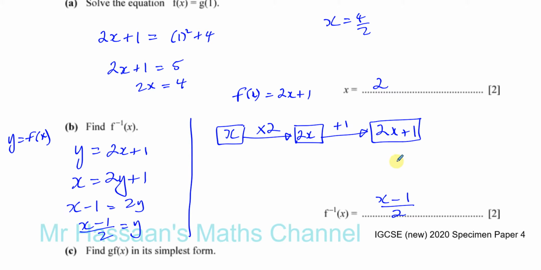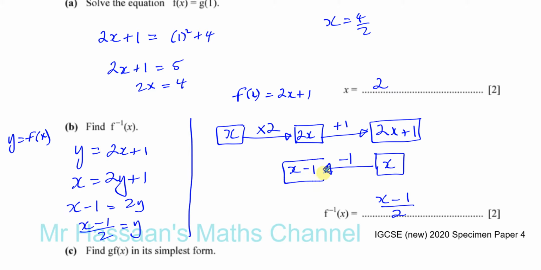So when you're doing the inverse, you're basically starting from the other end. So you're going to have x over here, you're starting from this way. And you're going in the opposite direction, and you're doing the opposite operations, the inverse operations. Now the inverse of addition is subtraction, so that would be x minus 1.